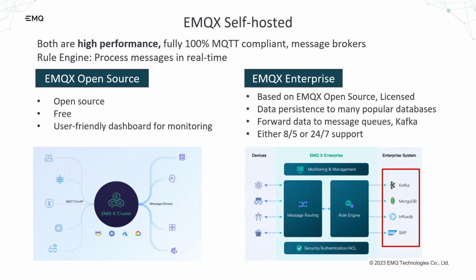EMQX Enterprise is based upon EMQX open source, but it's a licensed product. And what it has is an enhanced rule engine that allows you to forward data to many backend systems, such as popular databases, such as MongoDB, MySQL. You can forward data to message queues, such as Kafka. And EMQX Enterprise also comes with either 8x5 or 24/7 support.